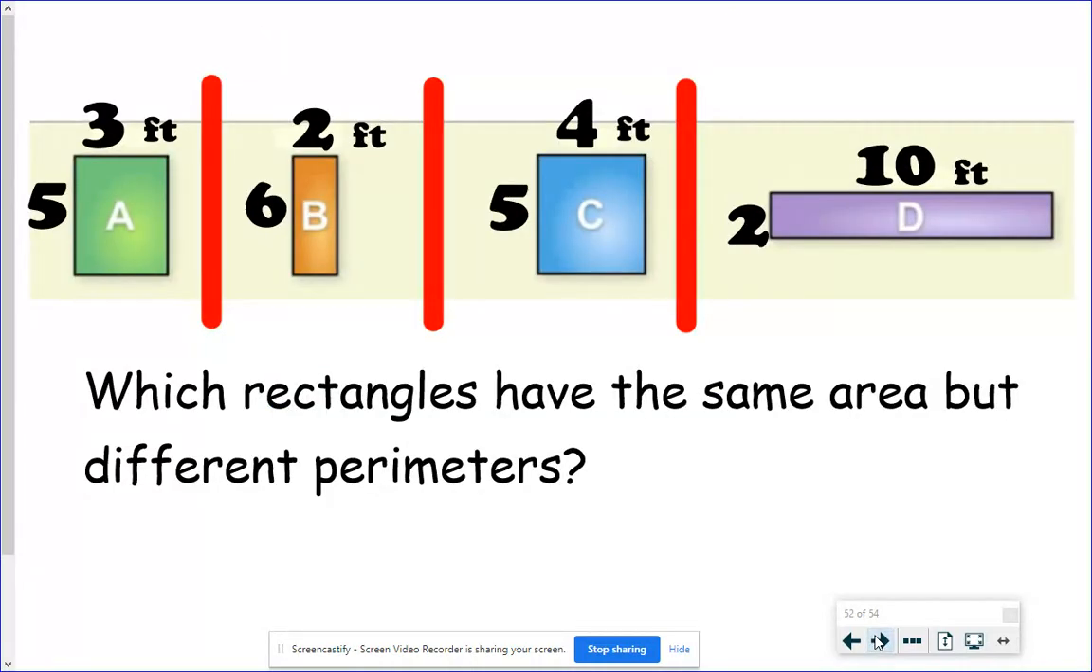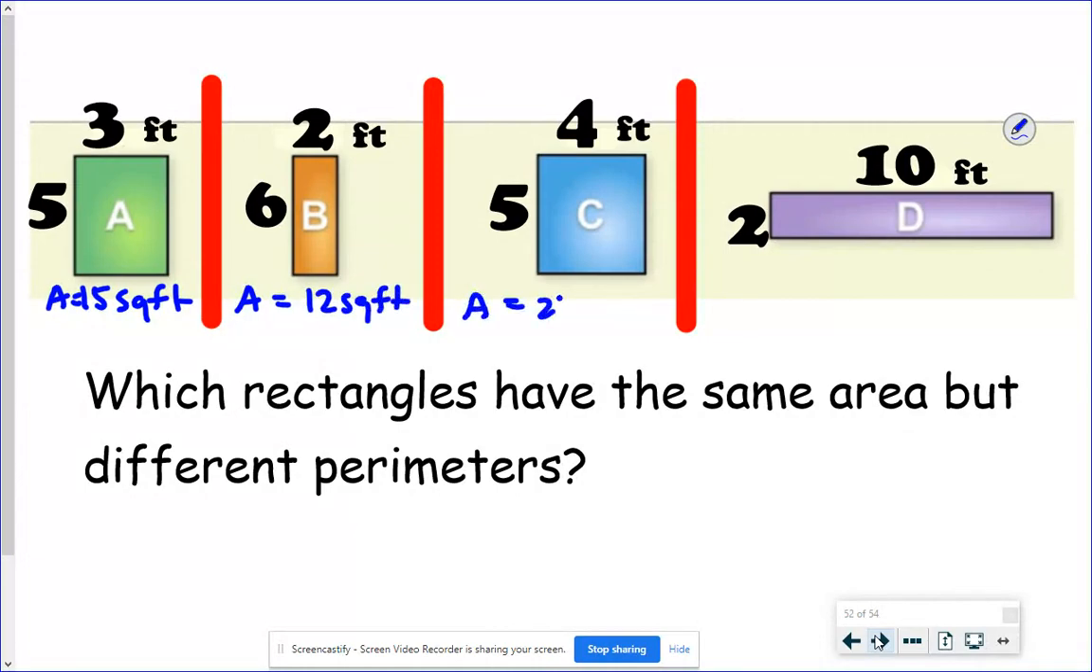This is the same idea like the slide from the other lesson of same perimeter, different area. You need to find the calculations, the area and perimeter of all of these rectangles A, B, C, and D. And then you'll be able to see which have the same area but different perimeters. I'm going to figure area first. 5 times 3 is 15. 6 times 2 is 12.